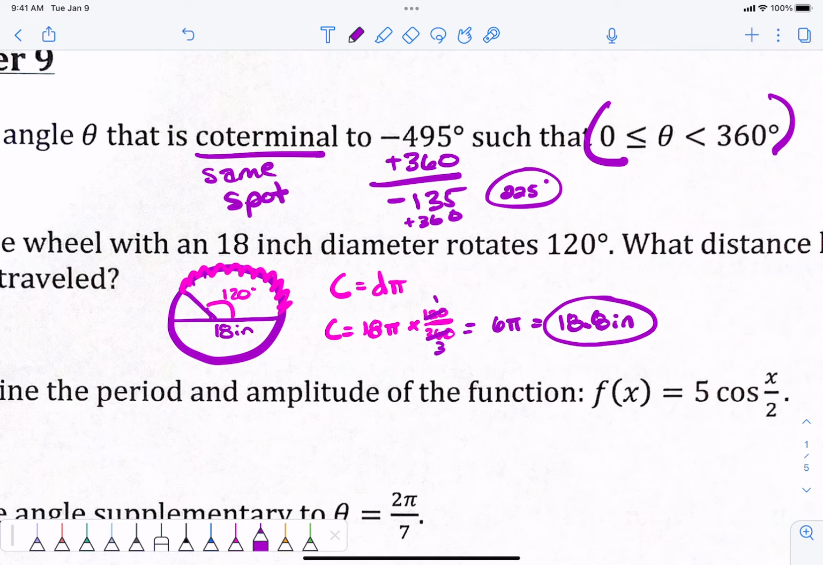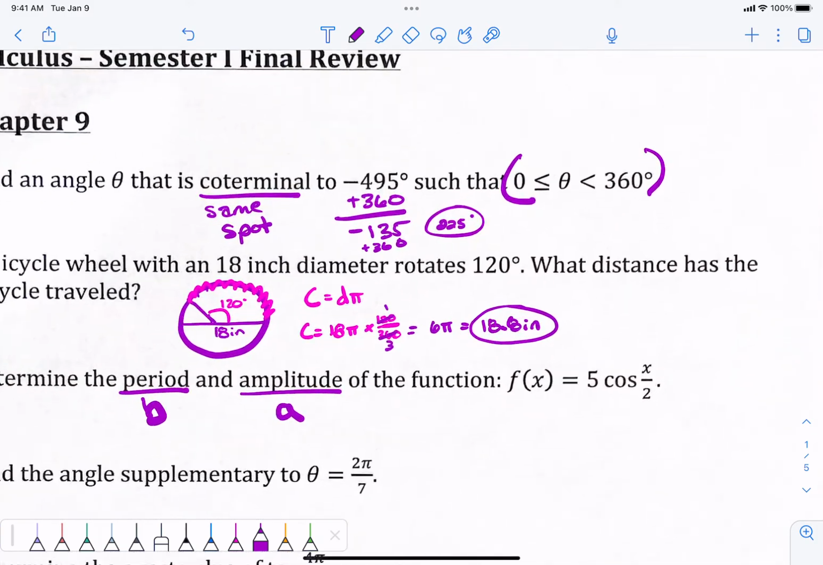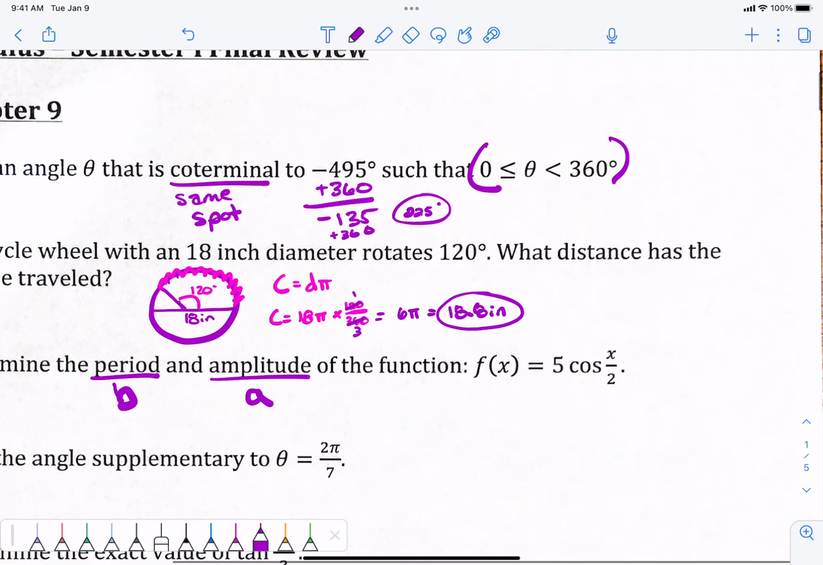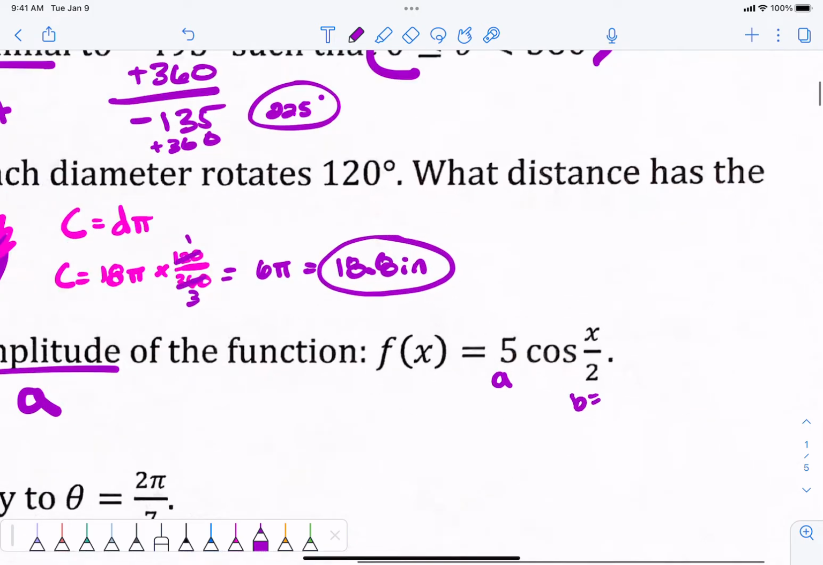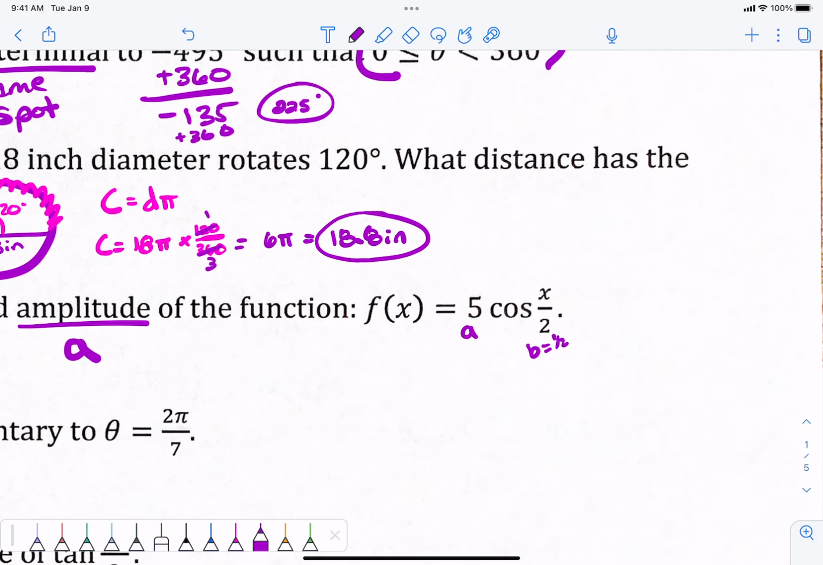Okay. Period and amplitude. Amplitude has to do with the A value. Period has to do with the B value. A and B. Now, A is 5. What's B? 1/2. It's like X, 1/2 X. So the amplitude is just 5, but the period is not 1/2.